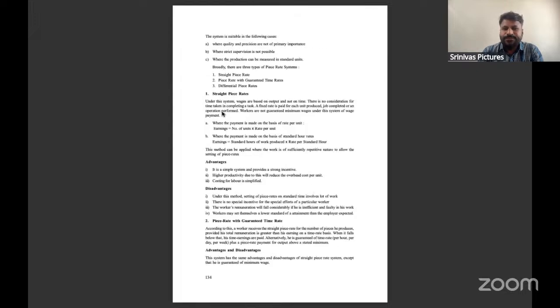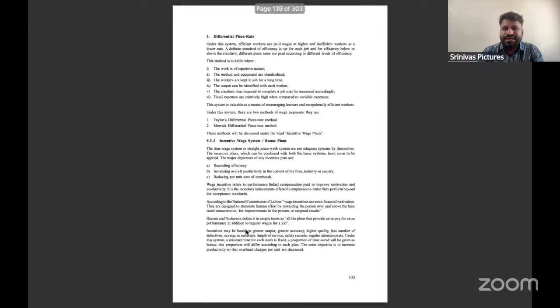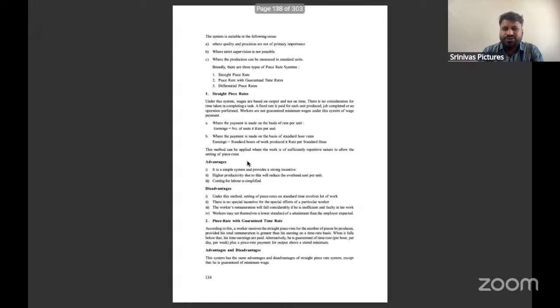Okay. Here straight piece method is there, and piece rate system is there. Piece rate guaranteed rate is there. Differential piece rate system is there. So here, straight piece means what? Simple. Direct number of units into rate per hour you can take. So that is the standard.